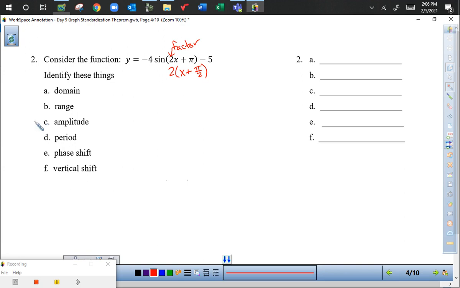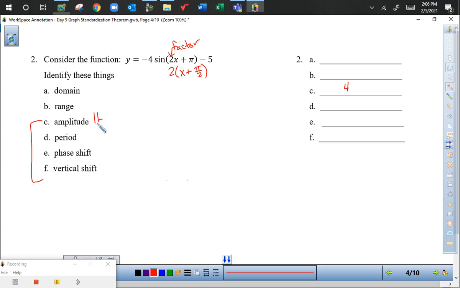But then we're answering the same questions here that we were on the last one, A, B, H, and K. I want you to pause the video and see if you can do that. Okay, so here amplitude is the number in front, but this is the first time we've seen a negative with it. Amplitude has to be positive. We're going to use the positive 4.